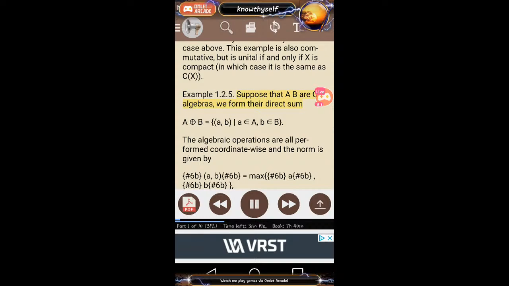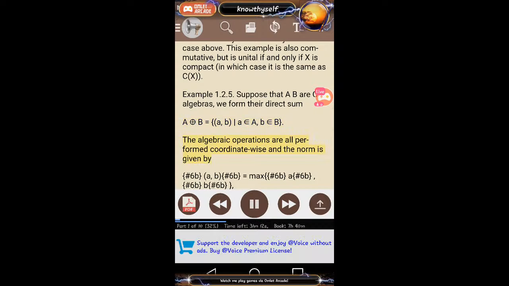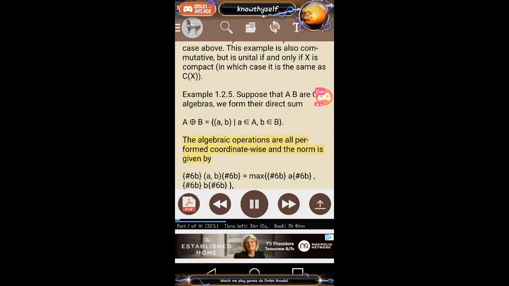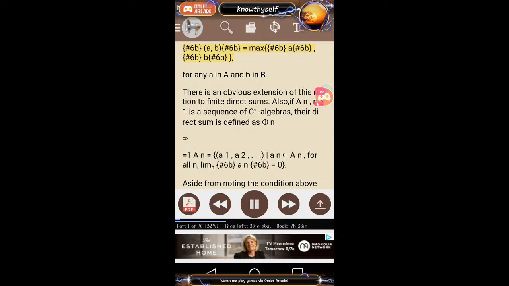Suppose that A, B are C*-algebras. We form their direct sum A ⊕ B = {(a, b) : a an element of A, b an element of B}. The algebraic operations are all performed coordinate-wise and the norm is given by ||(a, b)|| = max(||a||, ||b||) for any a in A and b in B. There is an obvious extension of this notion to finite direct sums.